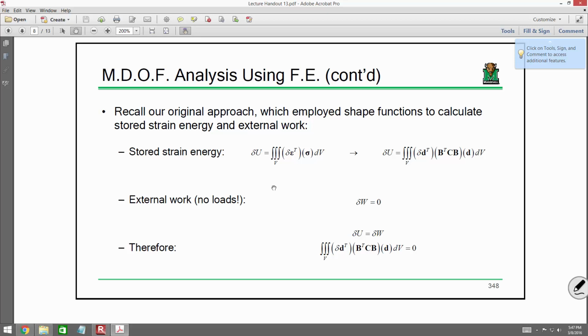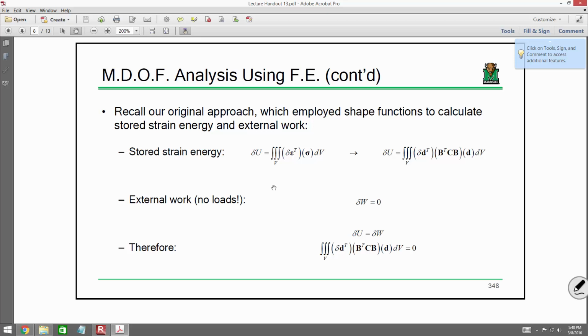Then we used our shape functions, our B matrices and what have you, to expand this into the following form. Make sense? Now, that's stored strain energy. However, we're talking about a system that is undergoing free vibration. In free vibration problems, what is the external work done? There is no work done on the outside. So, therefore, right now, this is my expression, that the stored strain energy has to be 0.